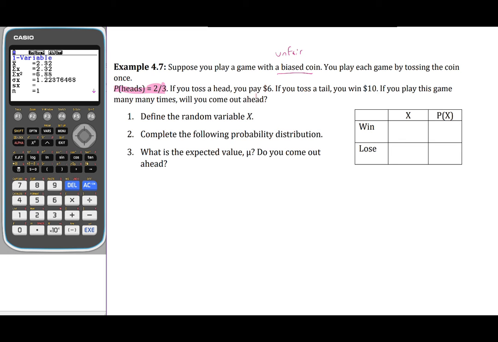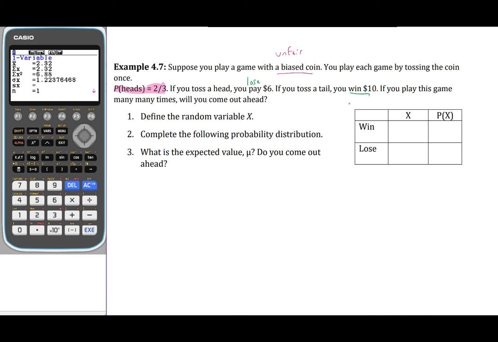So if you toss a head, you pay $6. So tossing a head means that we lose $6. If you toss a tail, you win $10. All right, so we've got a winning and a losing. So we've got two different outcomes. One's a win, one's a loss. If you play this game many, many times, will you come out ahead?